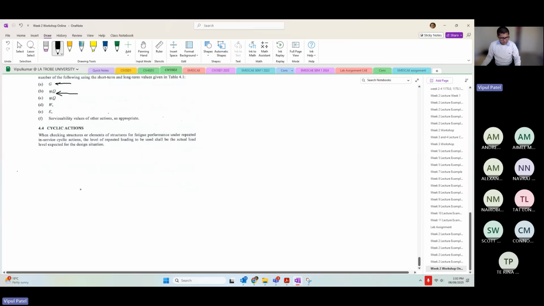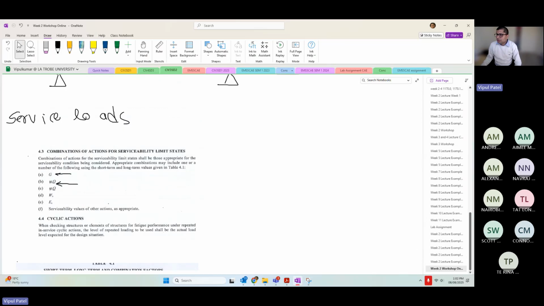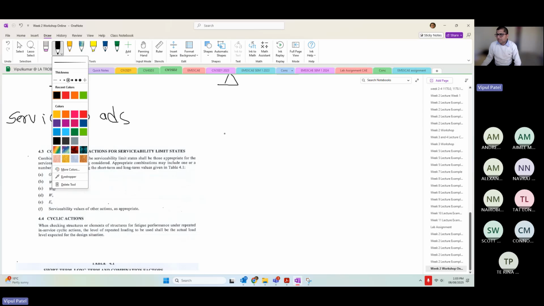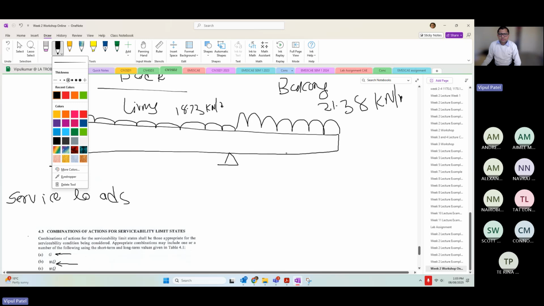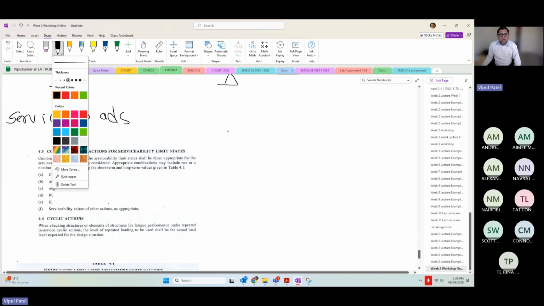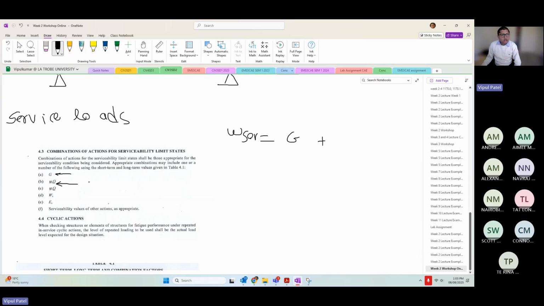So in here, we can have a service load, which is the combination in the balcony only, where displacements would be critical. In this region, your displacements will not be critical. I'm talking about displacement load, so this area would be critical. So we can calculate the service load in the balcony, which is the dead load G plus the short-term factor multiplied by the live load.